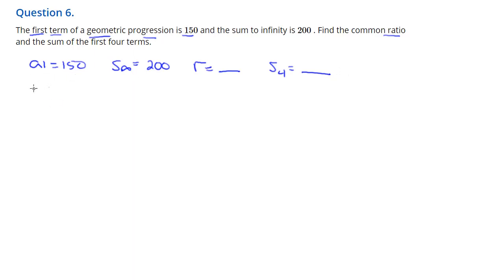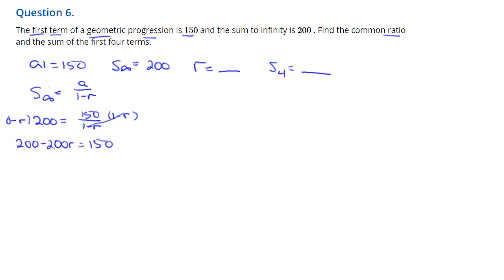Okay, so first let's deal with the information they gave us. They talk about the sum to infinity, so let's write that formula down. A over 1 minus r. We have a, and we have the sum to infinity, so we can figure out r by just working it backwards. Multiply both sides by 1 minus r. And the 1 minus r's will cancel out, and then this is going to end up being 200 minus 200r, and then it's going to equal 150.